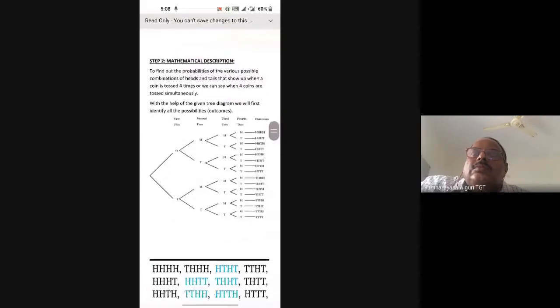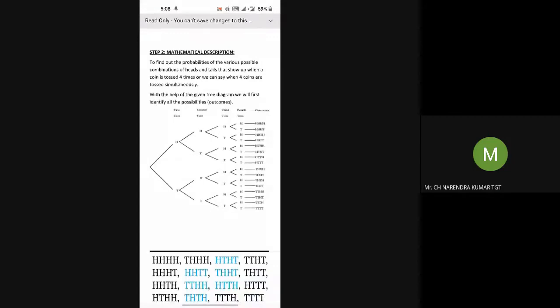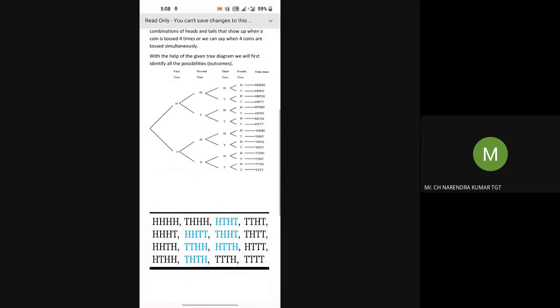Step 2, the mathematical description of the problem. Now, to find out the probabilities of various possible combinations of heads and tails that show up when a coin is tossed 4 times, or we can say when 4 coins are tossed simultaneously. The outcomes are shown here with the help of a tree diagram.